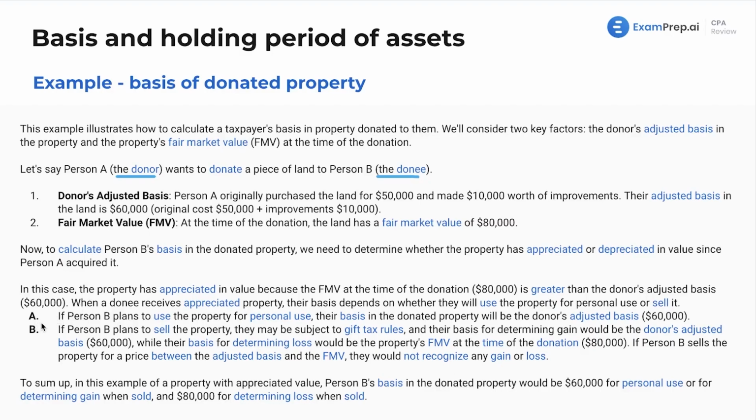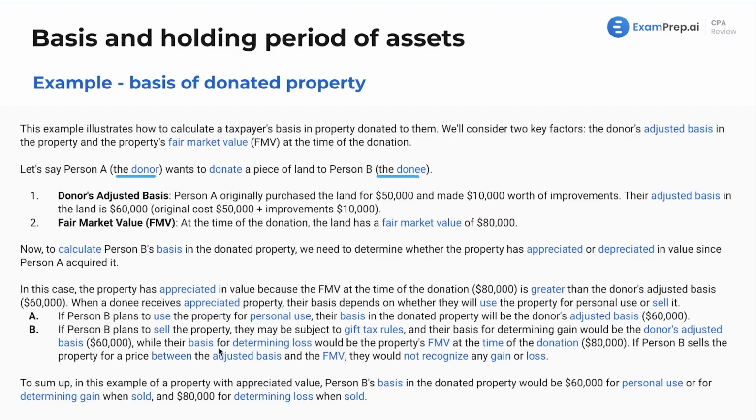Now, situation A, if person B wants to use the property for personal use, their basis in the donated property will be the adjusted basis, which was $60,000. If person B plans to sell the property, they may be subject to gift tax rules, which we'll talk about in that lesson. And their basis for determining gain would be the donor's adjusted basis, $60,000, while their basis for determining loss would be the property's fair market value at the time of donation. Now, if person B sells the property for a price between the adjusted basis and the fair market value, they would not recognize any gain or loss.